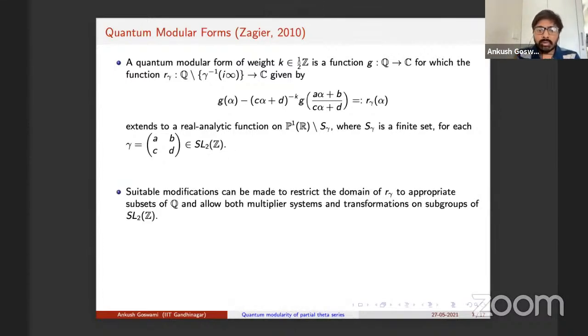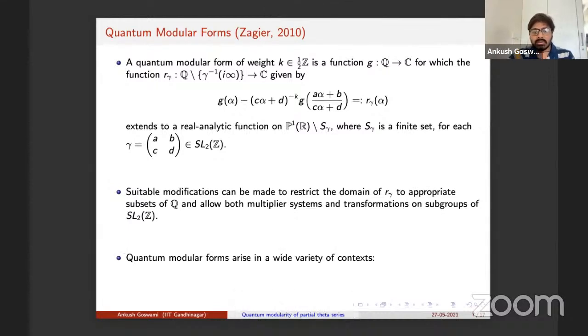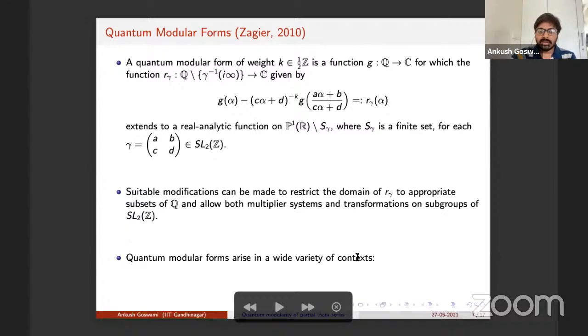And then people have modified the definition of Zagier by restricting the domain of this function r sub gamma to appropriate subsets of the set of rational numbers, and they have also allowed certain multiplier systems and transformations on subgroups of SL2(Z). So basically that, and then there are several implications of quantum modular forms in physics, in knot theory, and in several other places. I'm no expert in any of these areas, but I will still mention where quantum modular forms find applications.